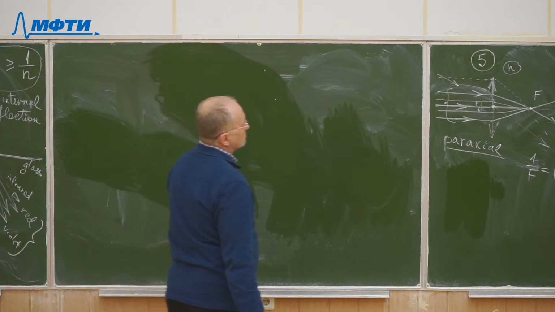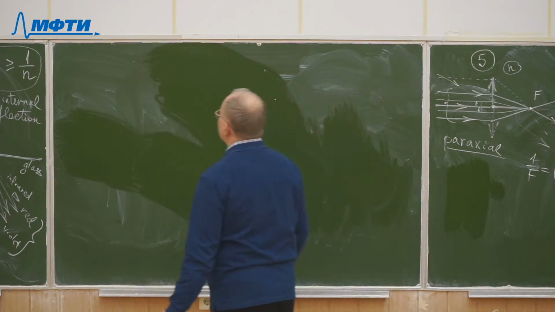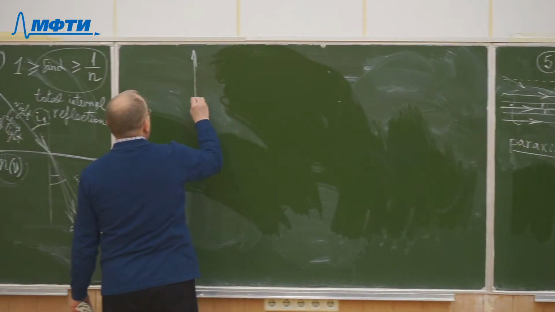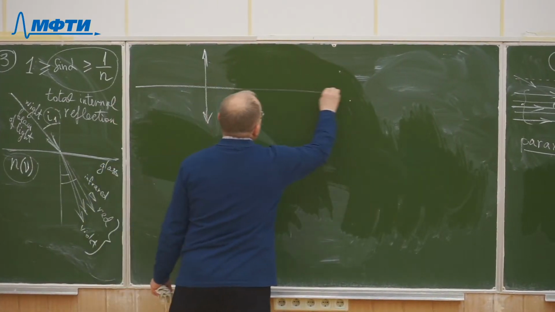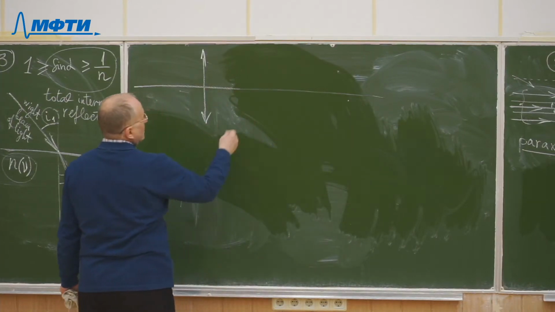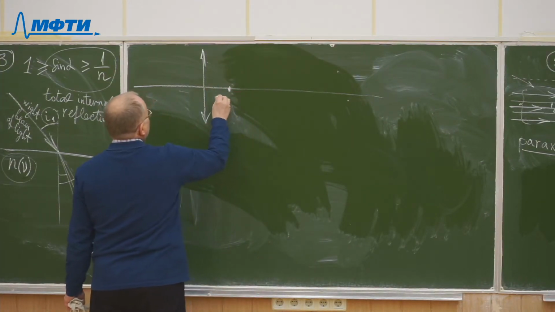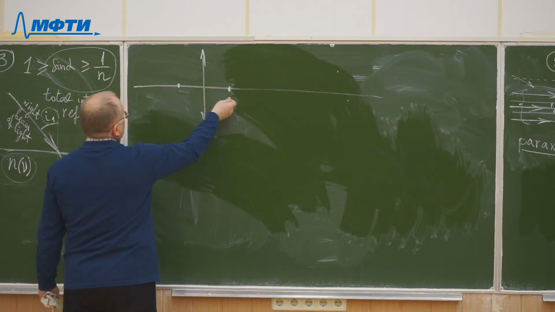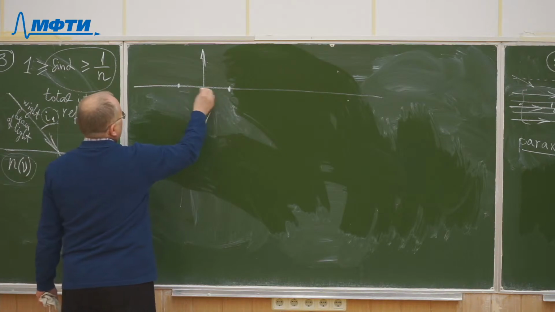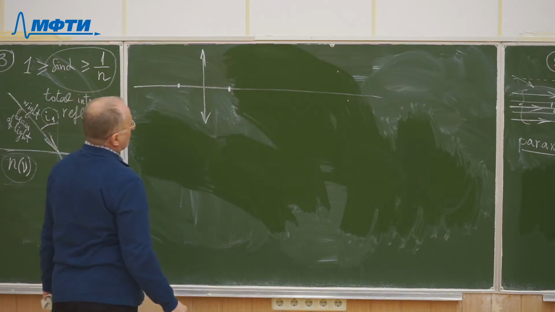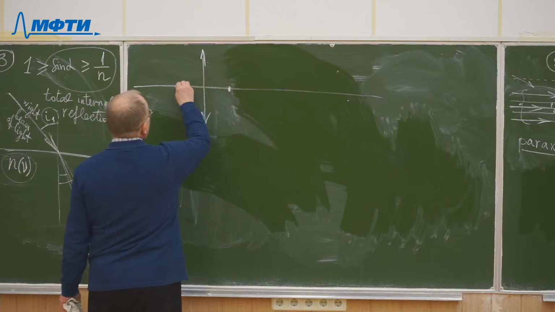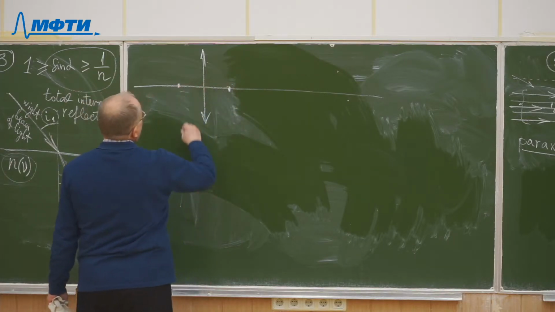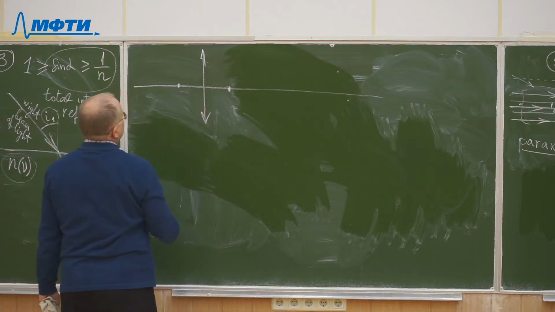So if we have a lens with some principal optical axis, and there is a focus of the lens here and another focus on the opposite side of the lens, these are two equal distances, the two focuses. It can be easily proved that the two focal points are located at the same distance from the lens.